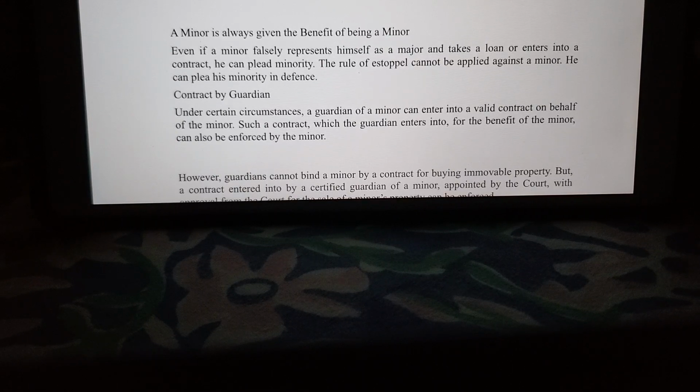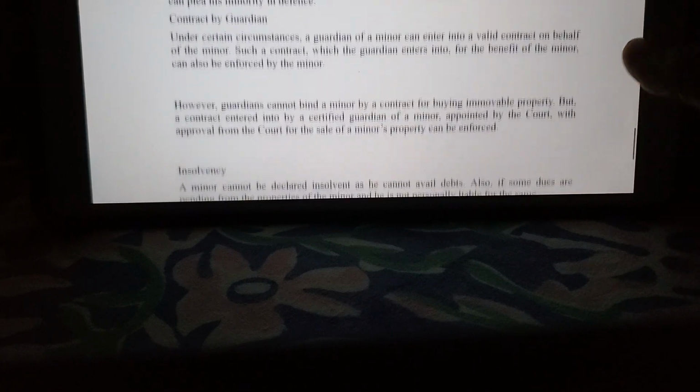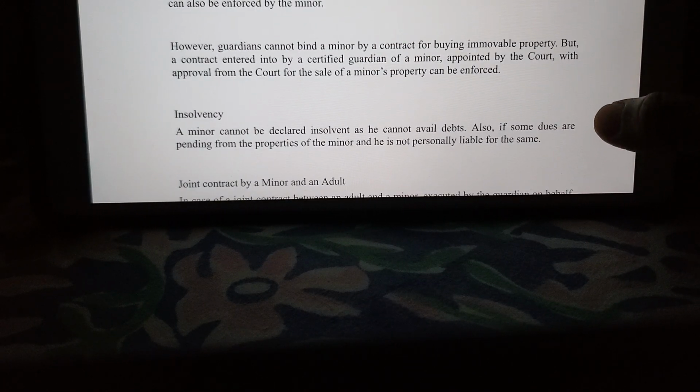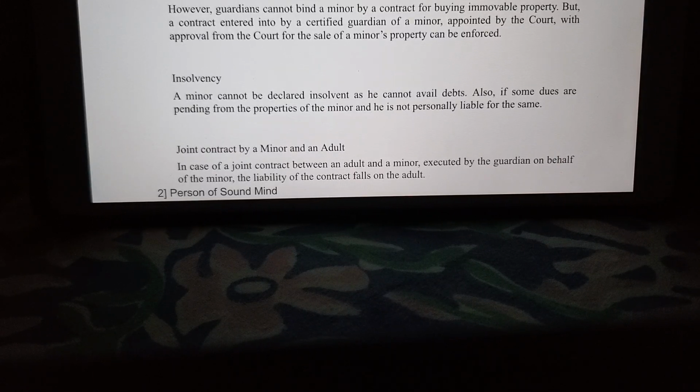Contract by guardian. Under certain circumstances, a guardian of a minor can enter into a valid contract on behalf of the minor. Such a contract, which the guardian enters into for the benefit of the minor, can also be enforced by the minor. However, guardians cannot bind a minor by a contract for buying immovable property, but a contract entered into by a certified guardian of a minor appointed by the court with approval from the court for the sale of a minor's property can be enforced.